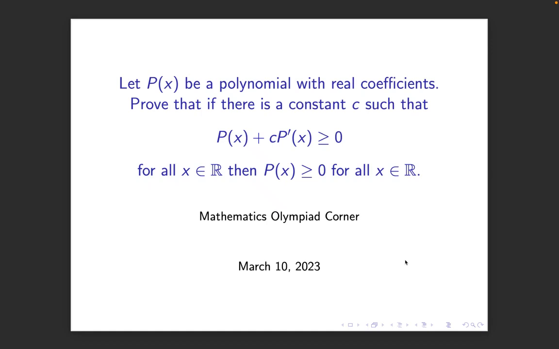On, we will consider this problem. We have a polynomial with real coefficients. If there is a constant c such that p of x plus c times p prime of x is greater or equal than 0 for all reals, then we should have p of x greater or equal than 0 for all reals.